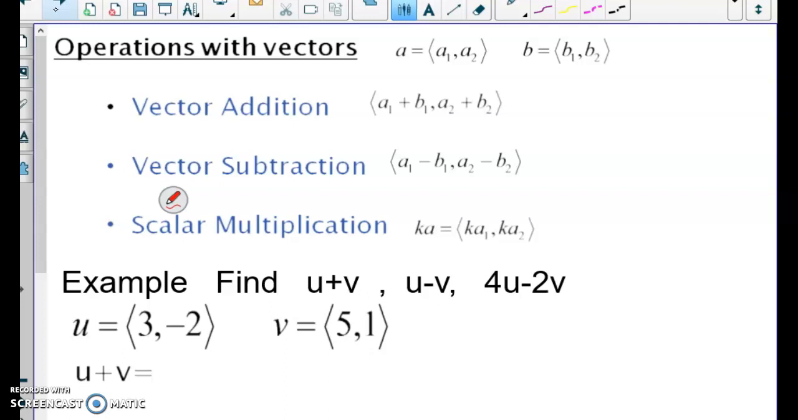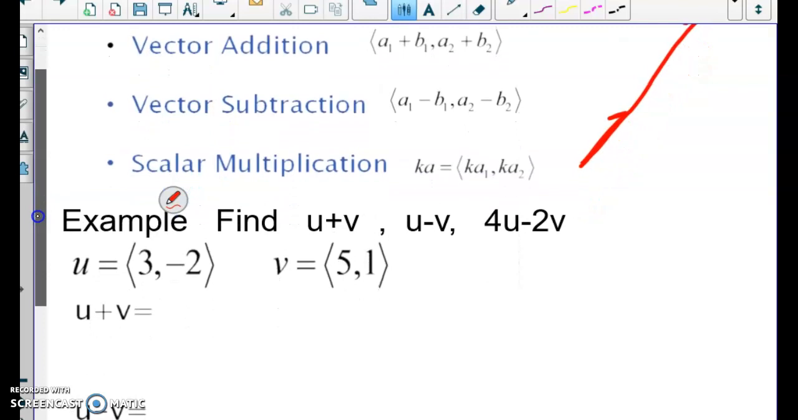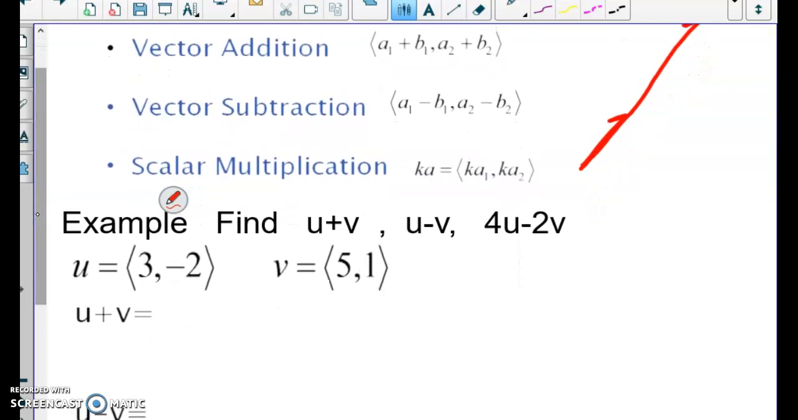All right, operations with vectors. Well, we can do addition, we can do subtraction, we can do some scalar multiplication. Now, a scalar is not a vector. If I have a vector that's that long, and I want a vector 3 times as long, that would be a scalar, k, that you multiply by. So a scalar is just something that makes it longer or shorter, because you can multiply by fractions too.